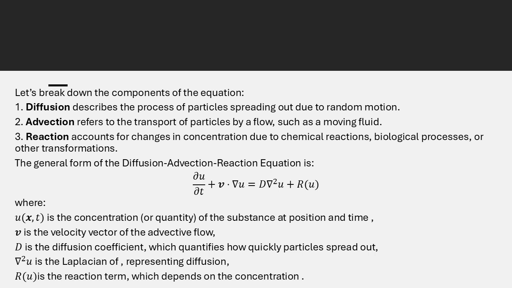I'm curious though, are there any limitations to this equation? I mean, can it really model everything? That's a great question. Like any model, the diffusion-advection-reaction equation is a simplification of reality. It works incredibly well for a wide range of phenomena, but it does have its limitations. So it's like a really detailed map. It can guide us, but it's not an exact replica of the terrain. Yeah. What are some things we need to be mindful of?